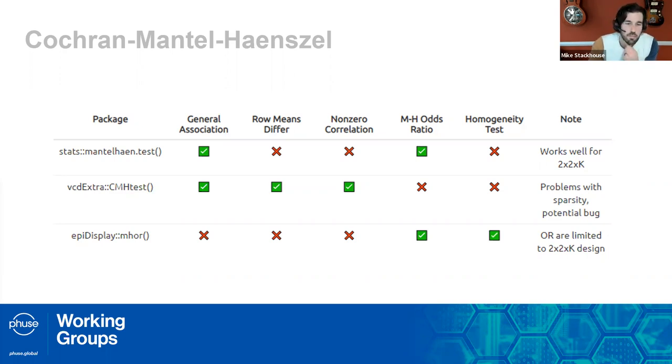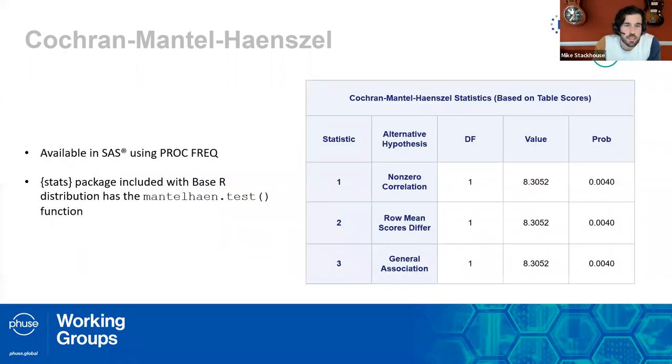But there are some problematic scenarios that have come up here from what this group has explored. I'm not going to walk through here. So when you look at the CMH test, what pops out of SAS using PROC FREQ, you have these different alternate hypotheses that offer the degrees of freedom, the value and the probability for the p-value in there. And to get that general association, like I just displayed on the last slide, you have the mantelhaen.test function that can achieve that for you.